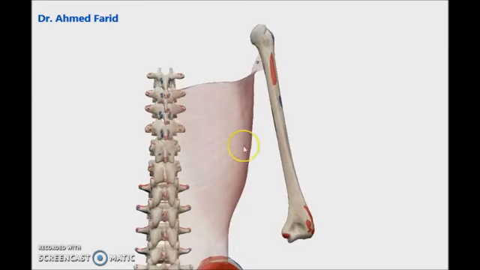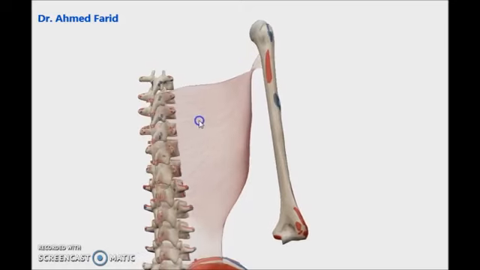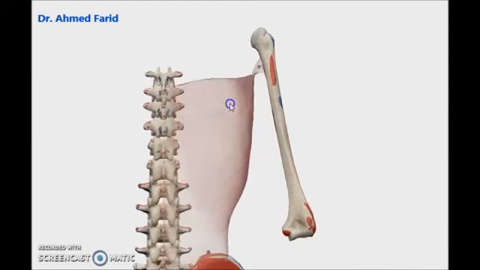The lower fibers of Latissimus dorsi will be inserted upwards, while the upper fibers of Latissimus dorsi will be inserted downwards in the bicipital groove. This twist forms with teres major muscle the posterior fold of the axilla.